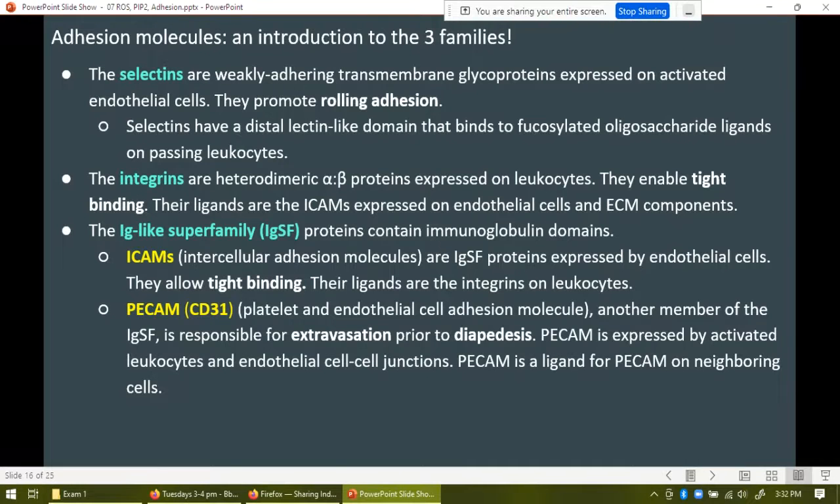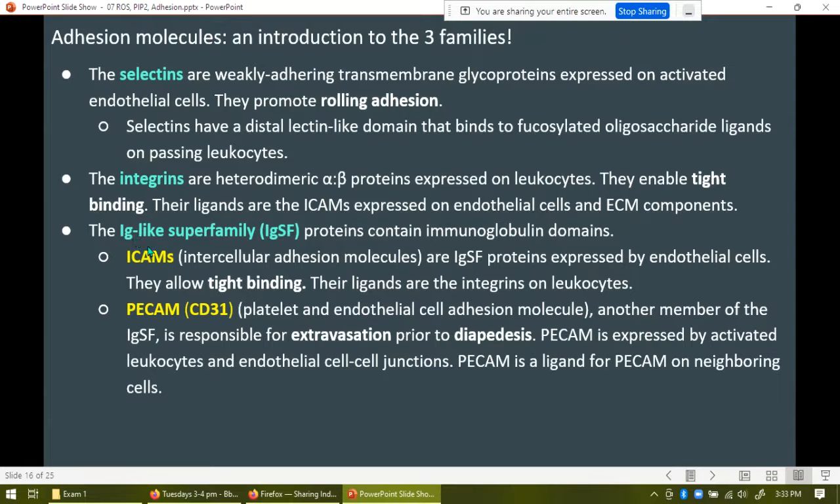Then we have the integrins. These are heterodimers. They are transmembrane. They contain an alpha chain and a beta chain linked together by disulfide bond and non-covalent interactions. They're expressed on leukocytes. Their job is to enable tight binding. And what they do is they bind to ICAMs that are expressed on endothelial cells and they also bind to extracellular matrix proteins. And we'll go over some of those ligands.